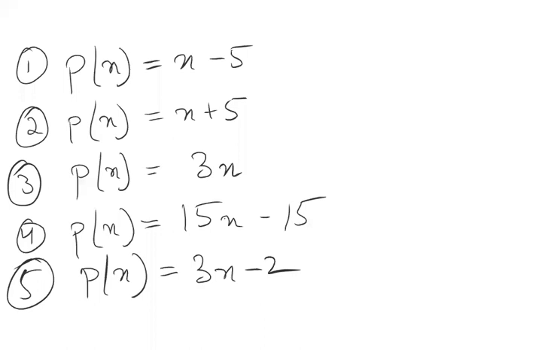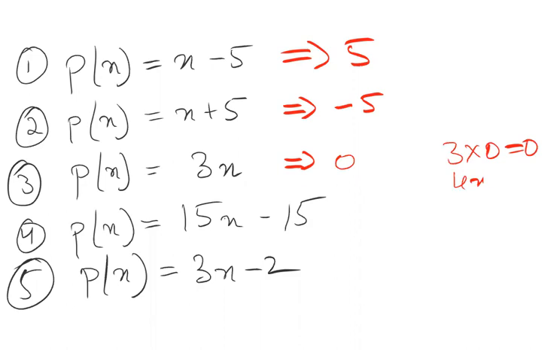All right, I hope you have got all of it. Now let's see, this one obviously will be 5. You got 5, that's correct, because 5 minus 5 is 0. This will just be the negative version. Negative 5 plus 5 is 0. This will be 0 because 3 into 0 will always give me 0. Whenever they give you 4x, 5x or minus 1x, x will always be 0, because anything multiplied by 0 gives me 0. Remember that. Okay.